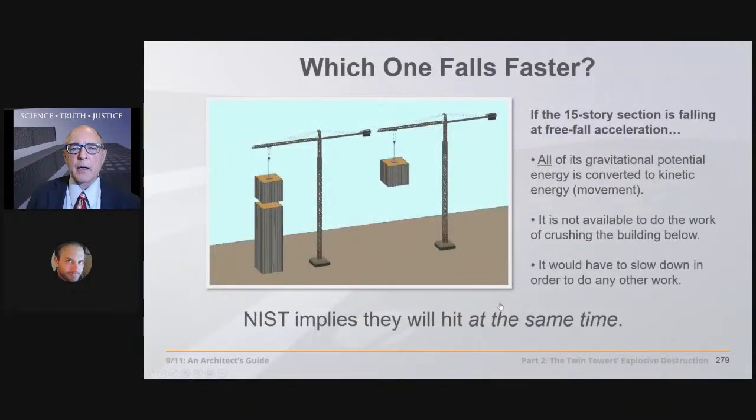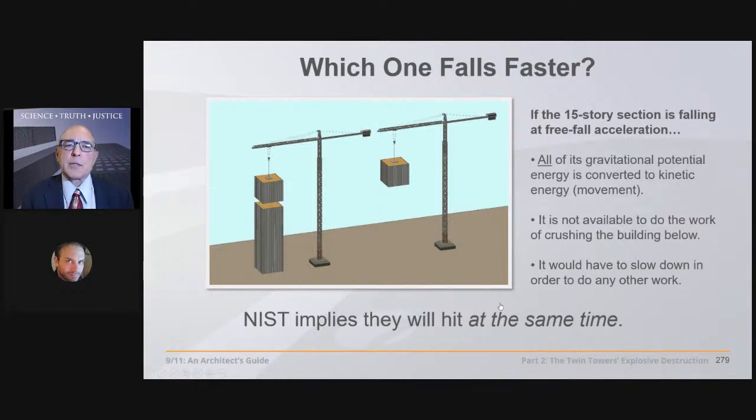Let's look at it another way. We have a giant section of building like the North Tower, 15 stories tall, held up by this huge crane. Next to it, the same section of building held up over, well, let's give it that free 12 feet of free fall, which Zdeněk Bažant gave in his magical fraudulent calculation. And let's let it go.